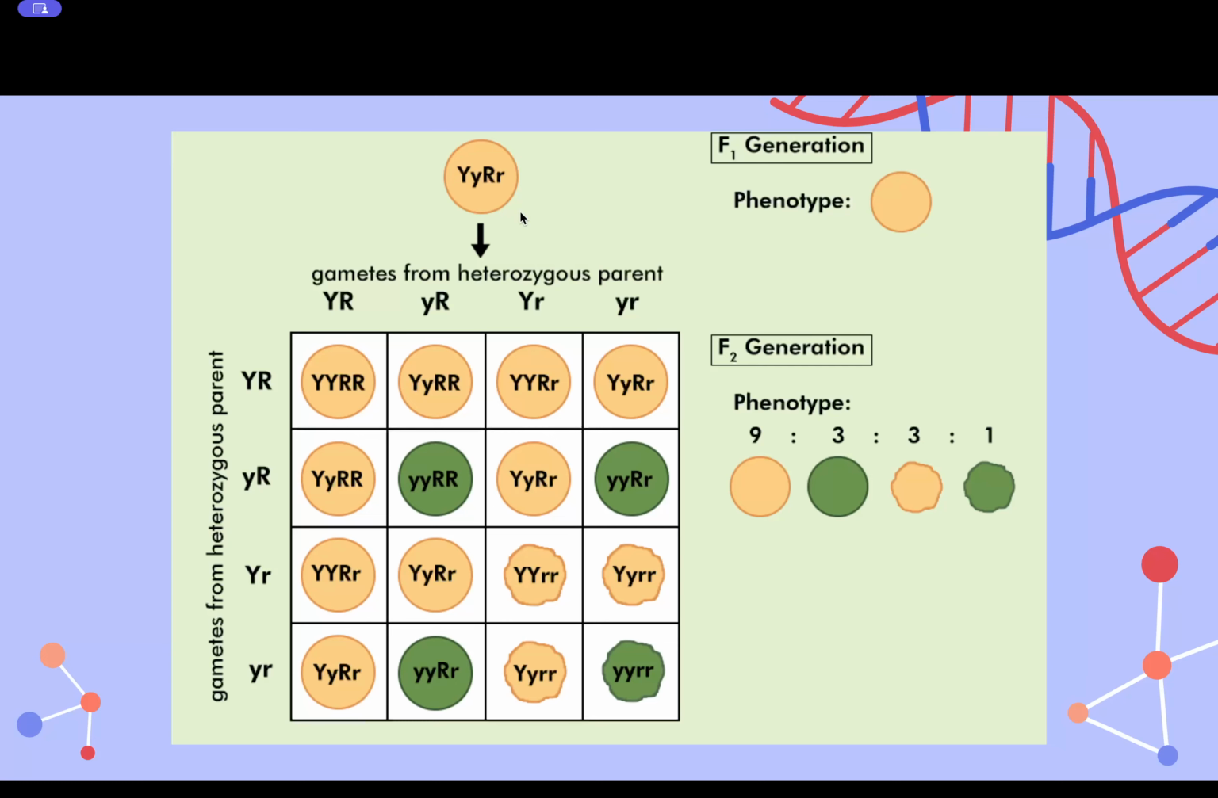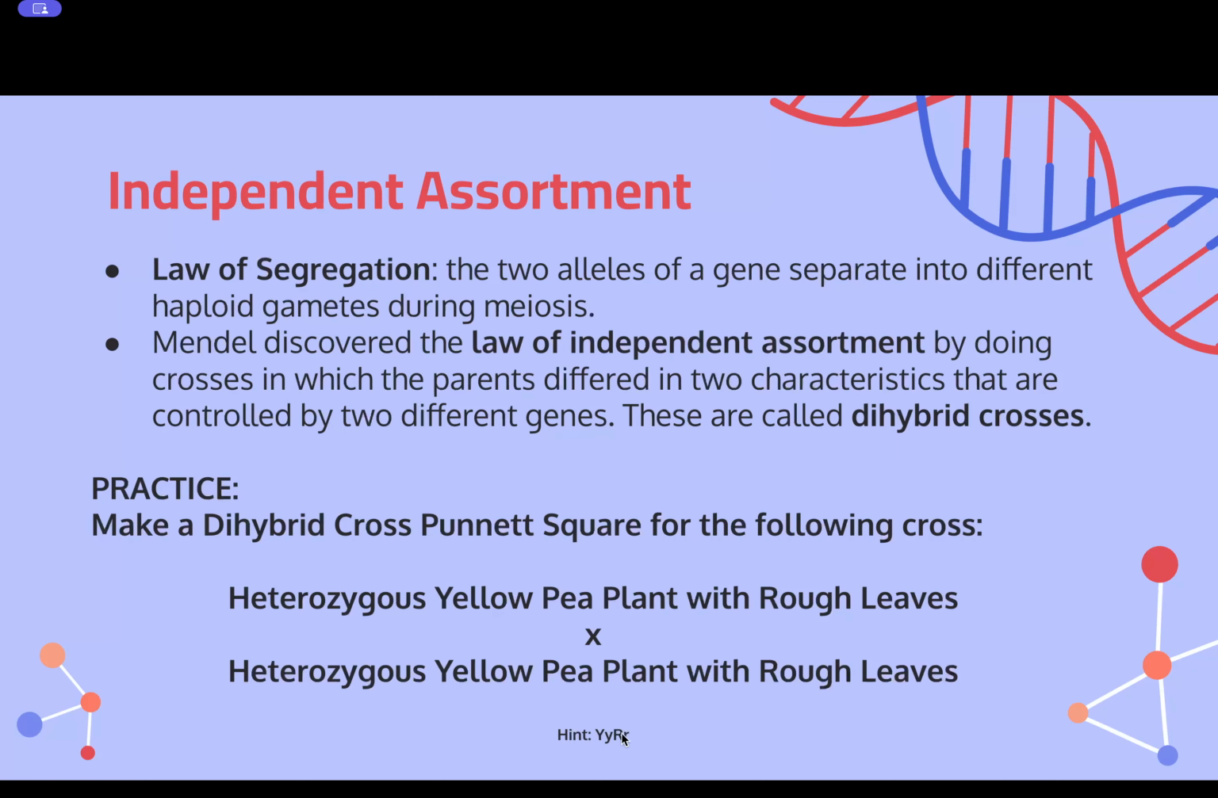I said 2 heterozygous parents. I gave a hint as well, but I don't know if anyone saw it. Capital Y is yellow, small y is not yellow, capital R is rough leaves, small r is smooth or non-rough leaves basically.